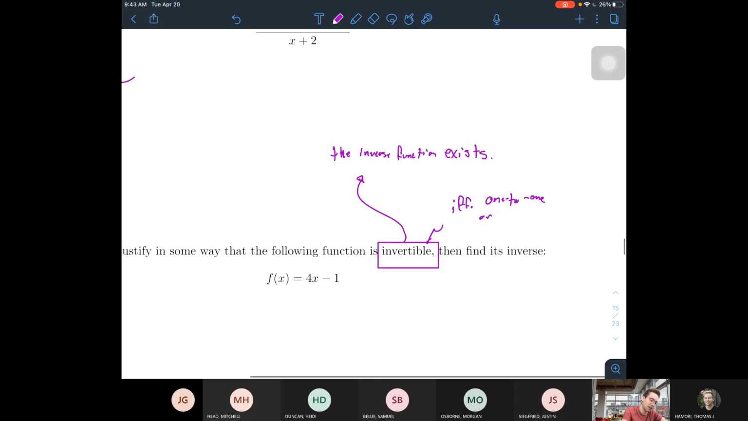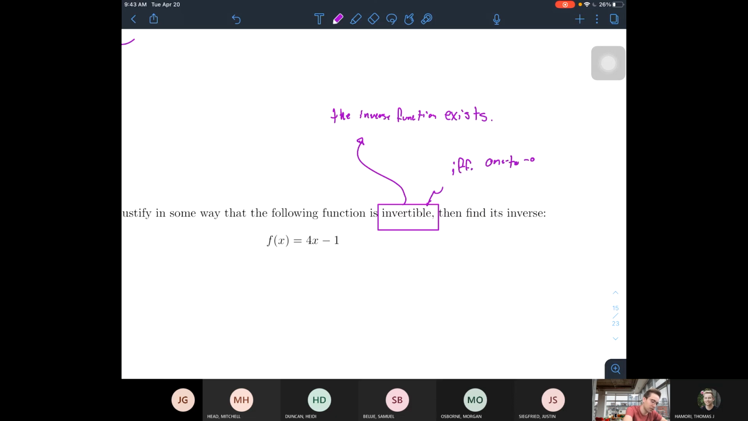It's if and only if 1-to-1. And 1-to-1-ness holds if the horizontal line test is passed.